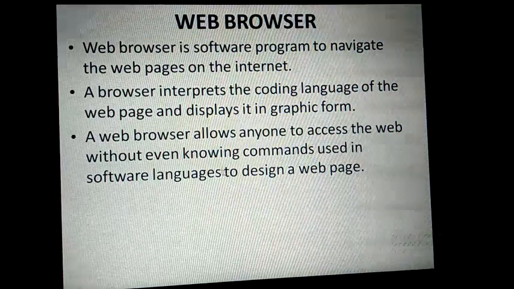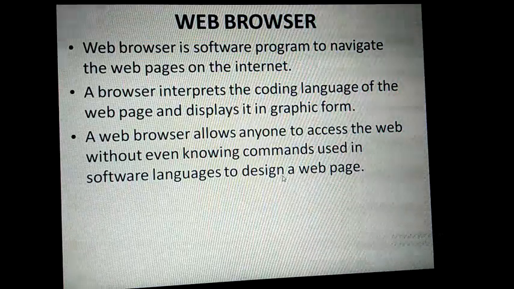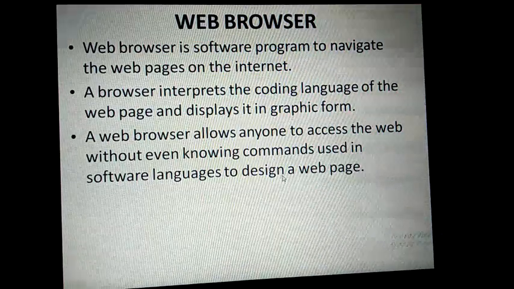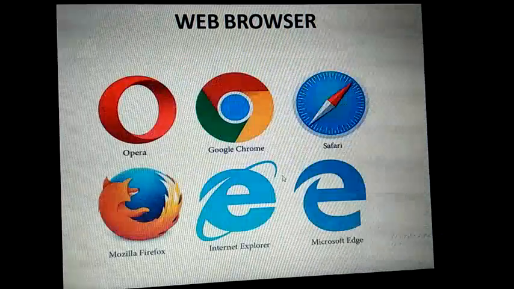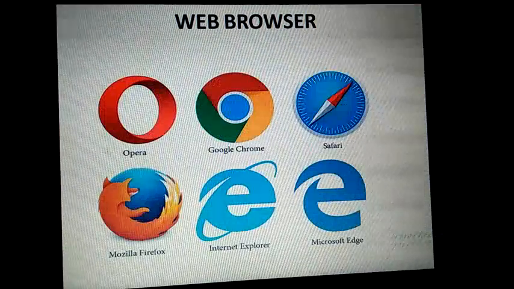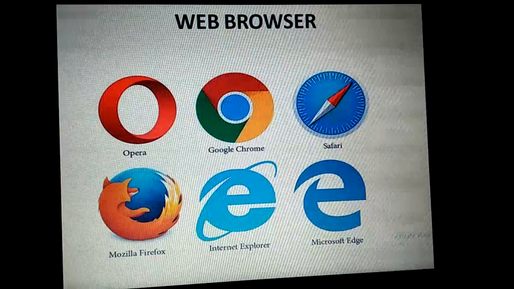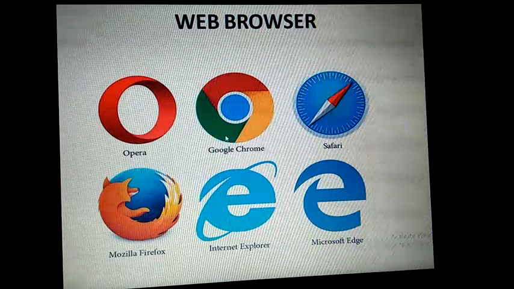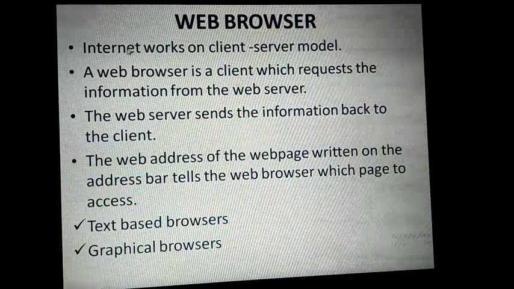Used in the software languages to design a web page. Simply he or she can type a keyword in order to search the content. So he will get the relevant answer related to the keyword he has entered. These are some of the web browser software which are available: Opera, Google Chrome, Safari, Internet Explorer, Microsoft Edge, and Mozilla Firefox are some of the web browsers used to access any web pages or websites.